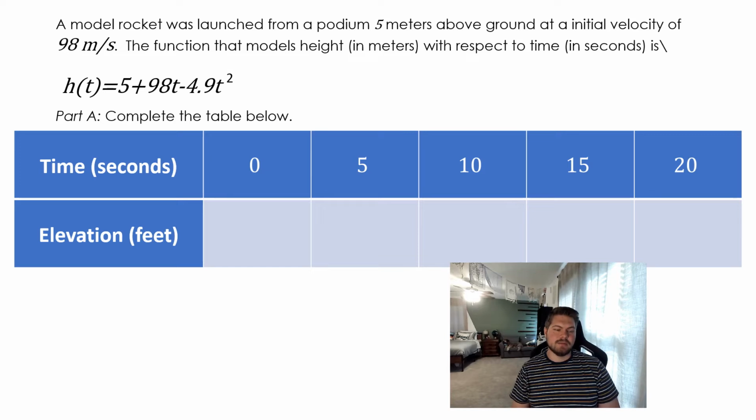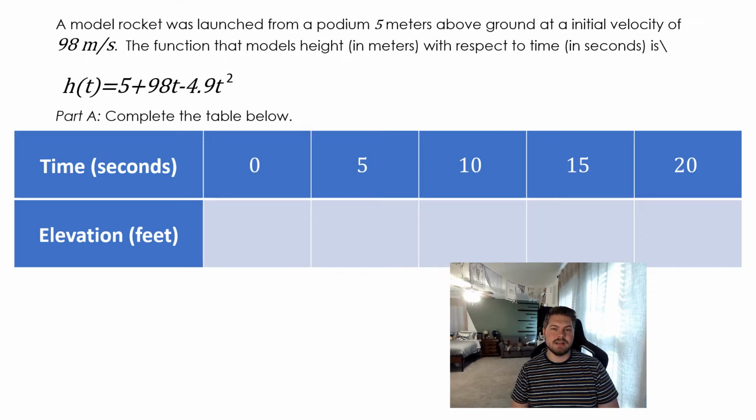So for this first one, we're going to need a calculator. So go ahead and grab a calculator. Pause me again. Grab a calculator. And we're going to be plugging these numbers into the formula. All right. So first, we're going to plug in 0 for t.